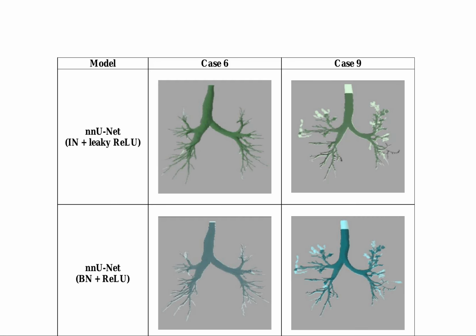A comparative analysis of airway segmentation results is presented, pitting the proposed interpolation-split method against three baseline models: nnU-Net with instance normalization and leaky ReLU, nnU-Net with batch normalization and ReLU, and a modified dilated U-Net. Figure 9 illustrates the comparison of airway segmentation outcomes for cases 6 and 9, with the interpolation-split method denoted by light green, light blue, and light brown, and the baseline models represented by green, blue, and brown. The results demonstrate that the interpolation-split method outperforms the baseline models in accurately segmenting airways.